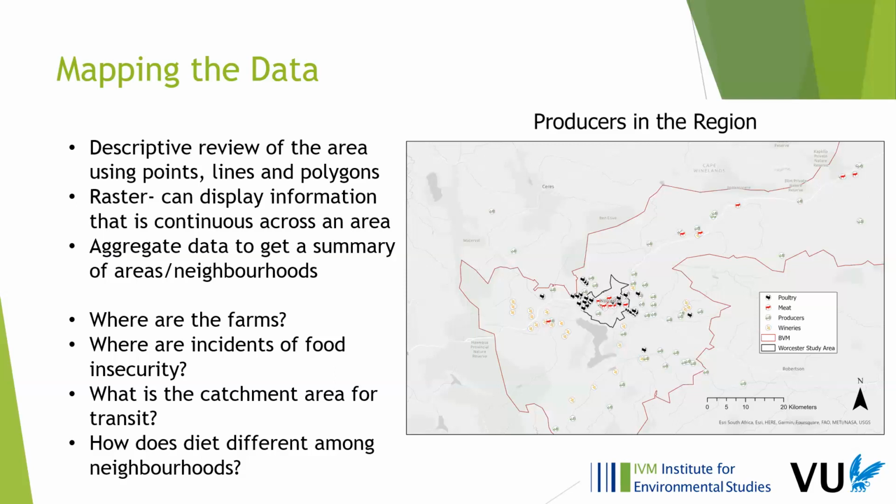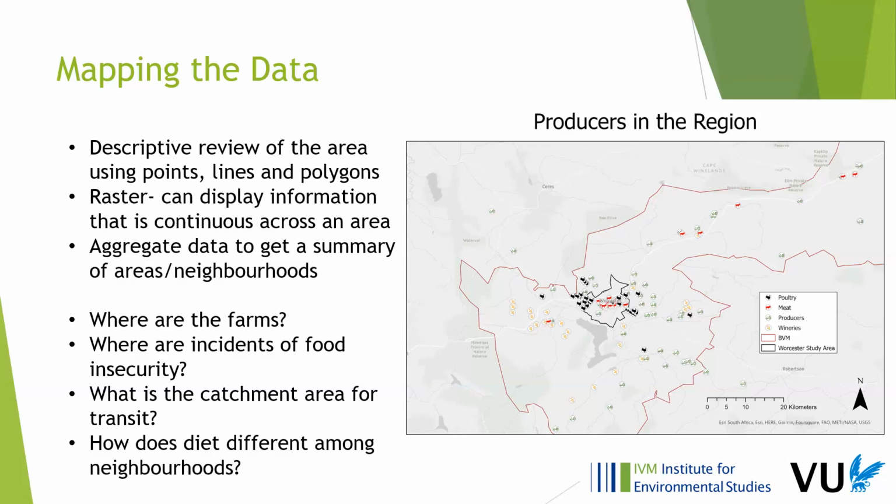So let's talk about mapping the data. Usually the first step in GIS applications is mapping the data. This provides a descriptive review of the area using points, lines, and polygons, or what we call vector data. Raster data represents data as a cell or a grid matrix, and raster data consists of pixels, and each pixel has an associated value. This can display information that is continuous across an area.